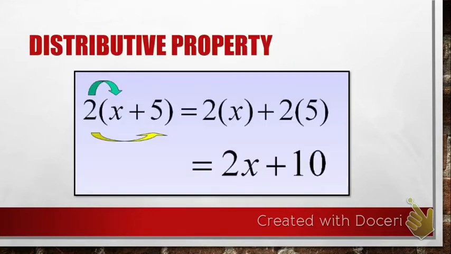The distributive property. The distributive property basically is multiplication, but you're going to be multiplying it to everything that is inside the parentheses. So as you can see, they multiplied 2 and x, 2 and 5, to become 2x plus 10.